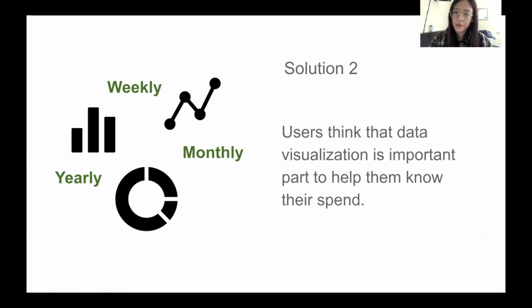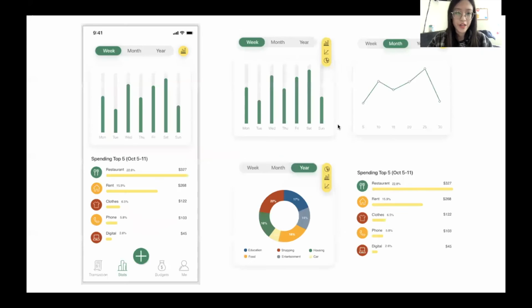The second problem for users is they want more useful data visualizations to help them better know their spending. So we designed this interface to help them. First is a different type of chart, sorted by different time periods like week, month, or year. They can also see the top 5 spending in different periods to see which aspect they spend more on. It will let users be more clear about their spending.